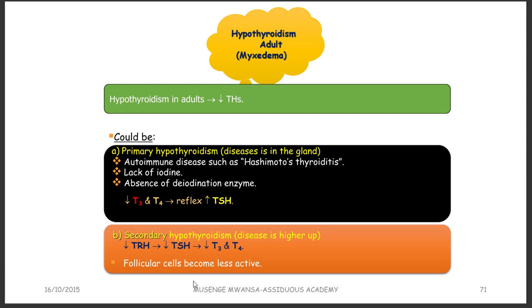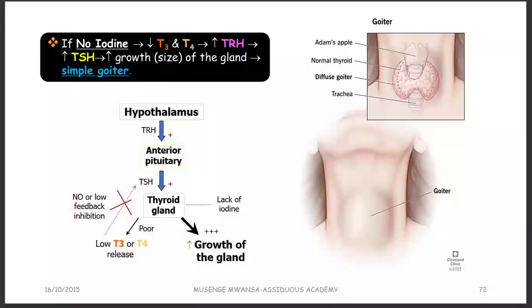In secondary hypothyroidism, the disease is not in the gland, but it is starting in the higher centers, like in the pituitary or the hypothalamus. So the hypothalamus itself has led to decreased thyroid releasing hormone, and so there is decreased production of the thyroid stimulating hormone, and that is also going to lead to decreased T3 and T4. And so the follicular cells which produce T3 and T4 are going to be inactive.